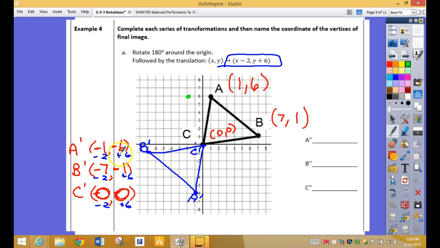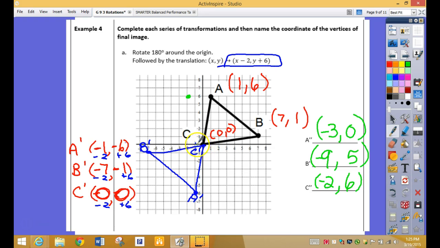So what would our ordered pairs be here? What is a negative 1 minus 2? I get negative 3, and then a negative 6 plus 6 is 0. So this A is going to be negative 3 and 0. Let's see if these work doing it that way. What's a negative 7 minus 2? Negative 9, and then a negative 1 plus 6 is a 5. And how about C? What's 0 minus 2? And 0 plus 6? See if that works.